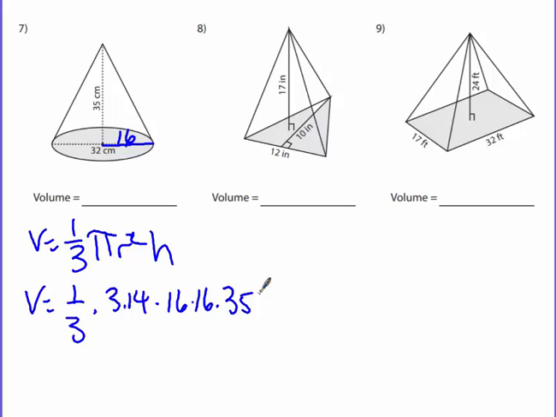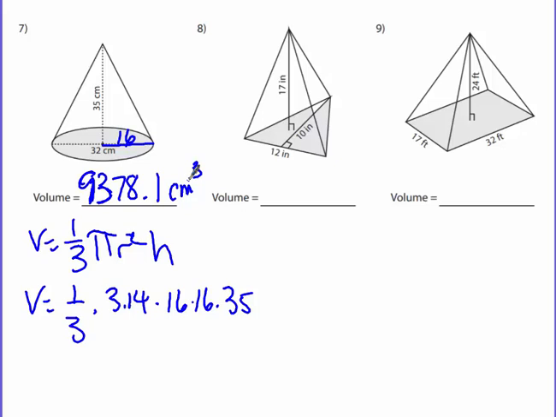Now this one you do get kind of an ugly answer, so I do want you on this particular one to round to the nearest tenth. So on this one, when you do 3.14 times 16 times 16 times 35, and then you divide that by 3, which is what 1/3 means, you get 9,378.133333. Okay, so we're just going to round it to 9,378.1, and this one is centimeters cubed.